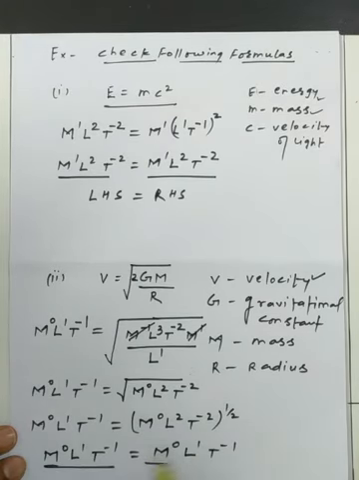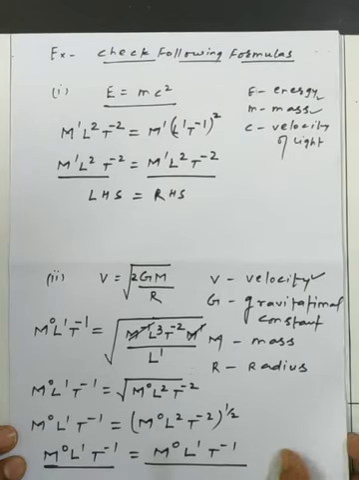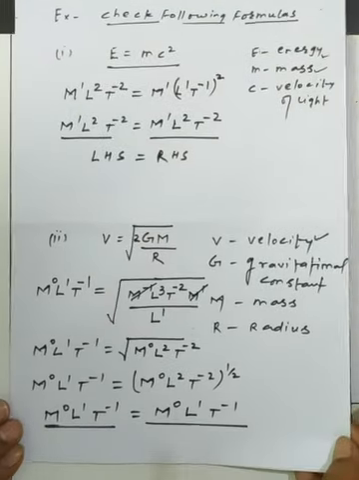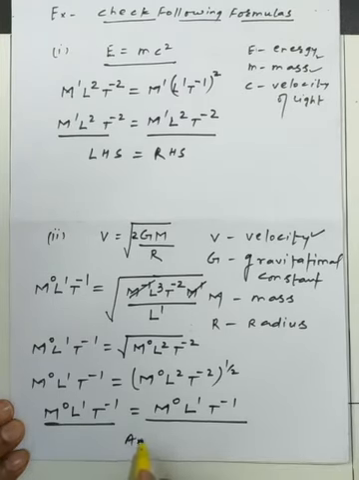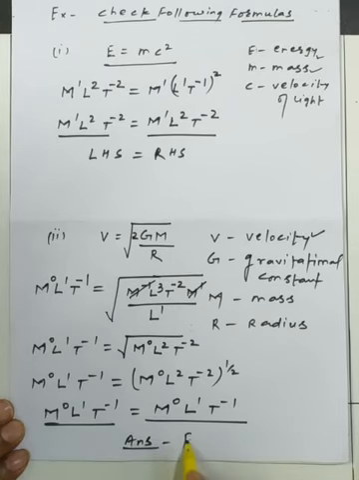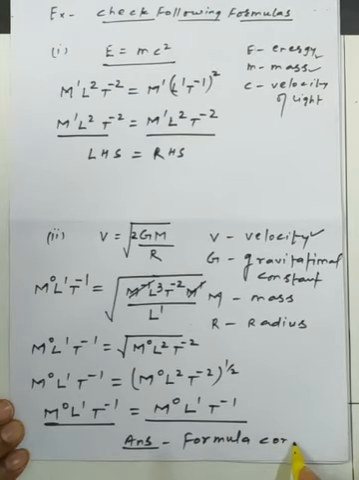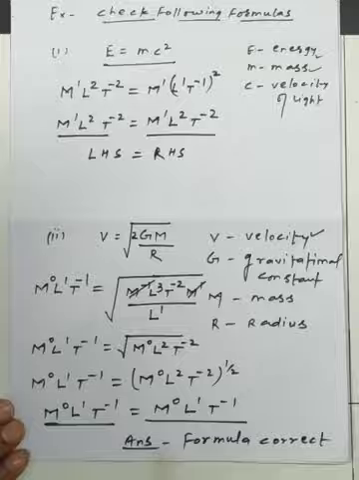So in the right hand side and the left hand side, we are getting the same dimensions. So the given formula is correct. The answer we can write: the formula is dimensionally correct. This is the basic method of dimensions through which we can check the accuracy of a formula.